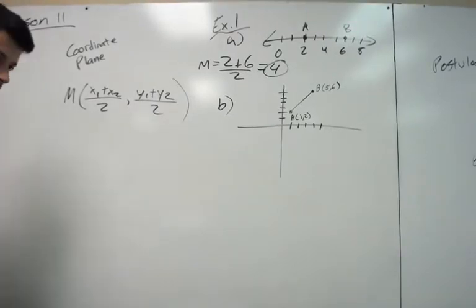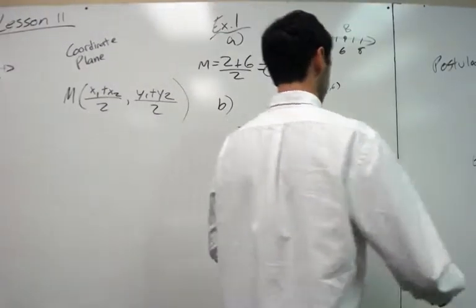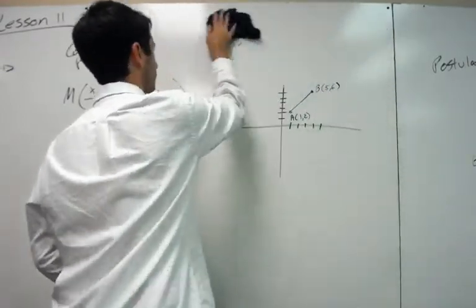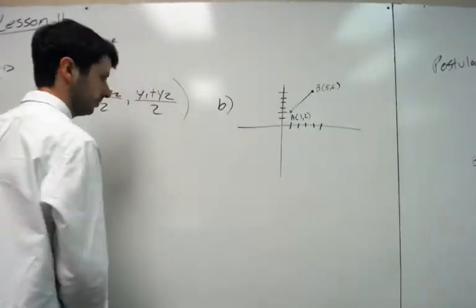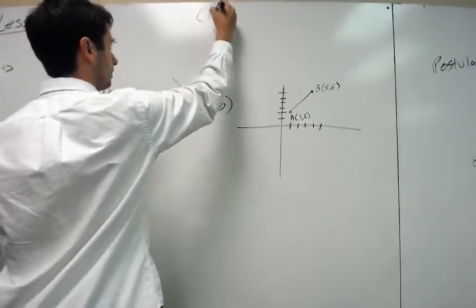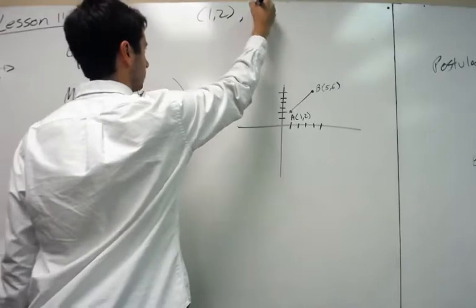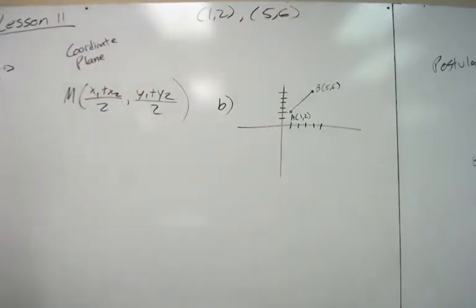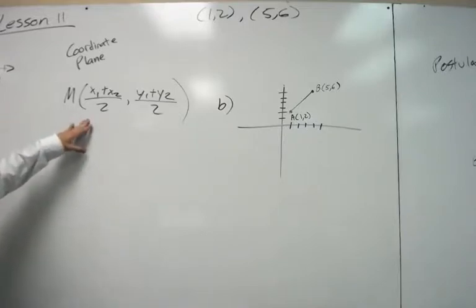So if we have example 1b, sorry, we have coordinates 1, 2 and 5, 6, and we have to find the midpoint. The line is slanted, so we can't use the number line system. We have to use what we have here.